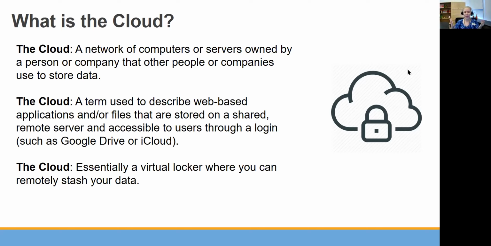So cloud is basically a network of computers or servers owned by a person or a company that other people or companies use to store data. Essentially, there are physical computers and physical servers owned by, say, Amazon or Google or another company, and the primary function of those servers in this instance is to house the data of other people or companies. Usually a lot of them are paid services. Like we said, some of them allow you to have a little bit for free, and then if you want to put more in there, you have to pay for it.